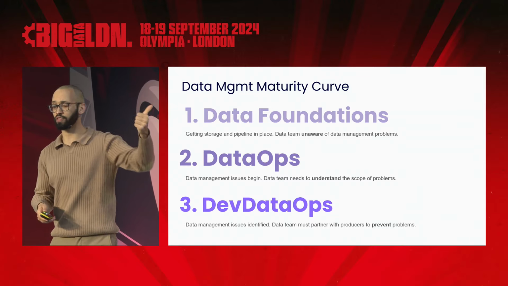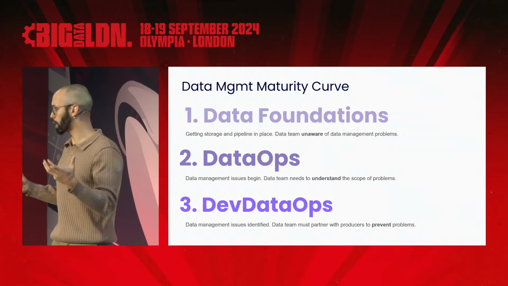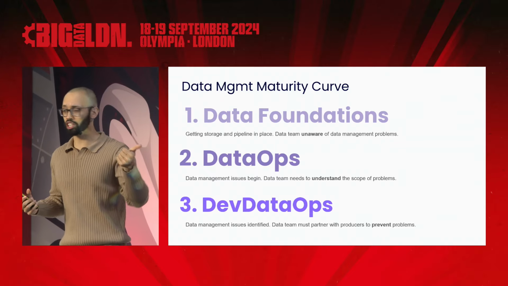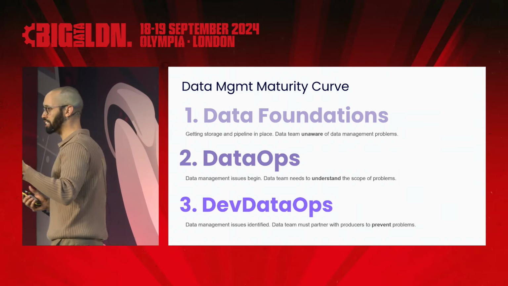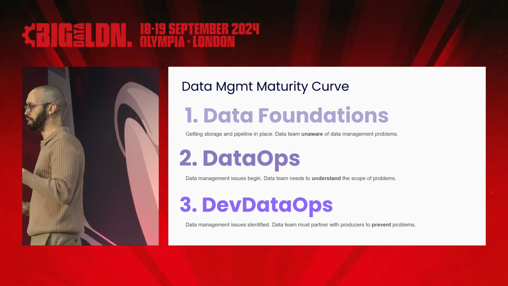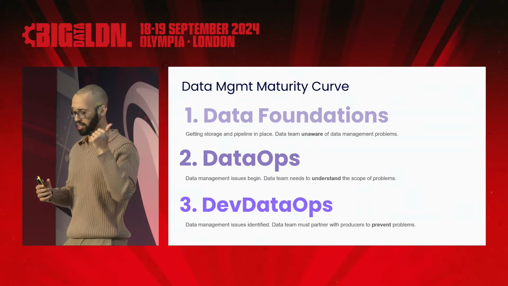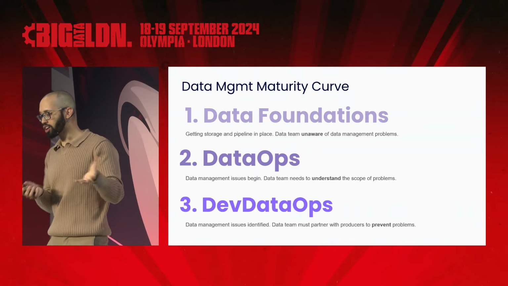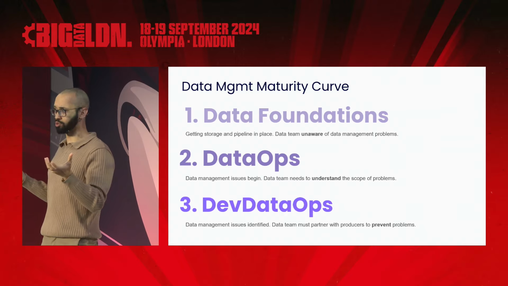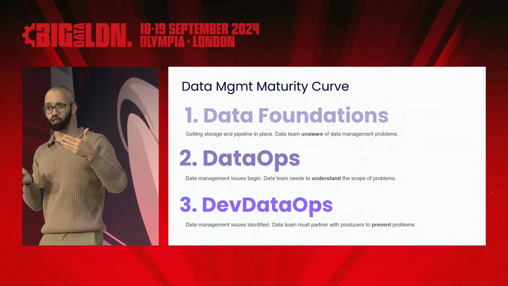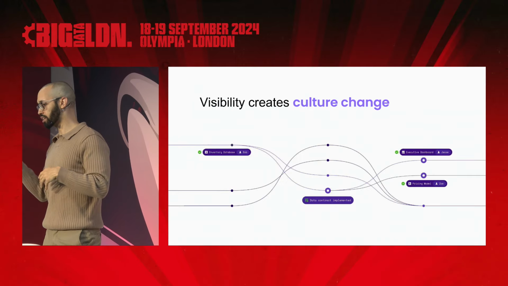You start off at data foundations, right? I just need to build my platform. I need my storage and compute environment. I need my ETL system. I need some way to do transformations. Then you start saying, hey, I'm running into incidents. How do I check to see how many incidents were even happening? And then finally, you move to preventing those incidents.